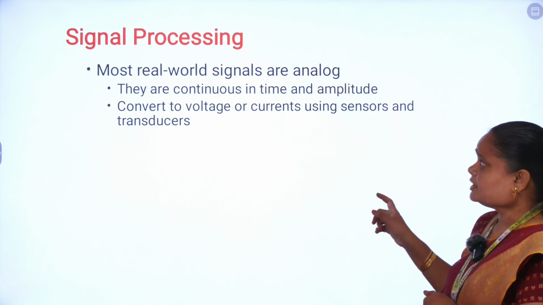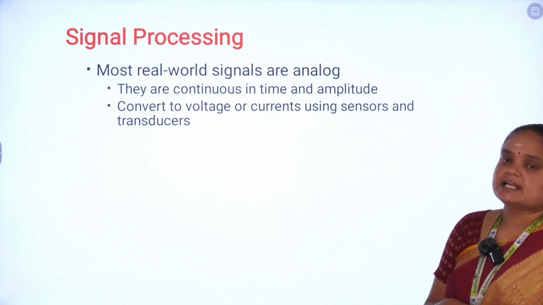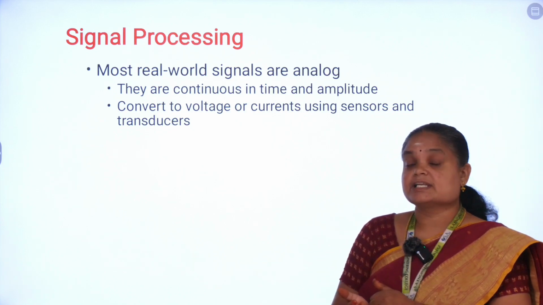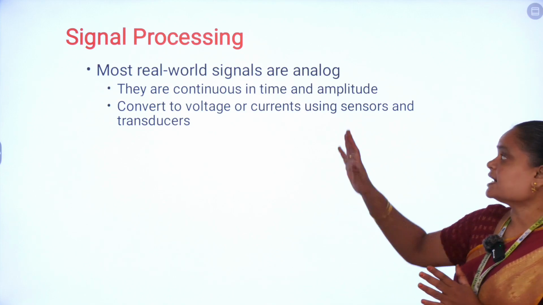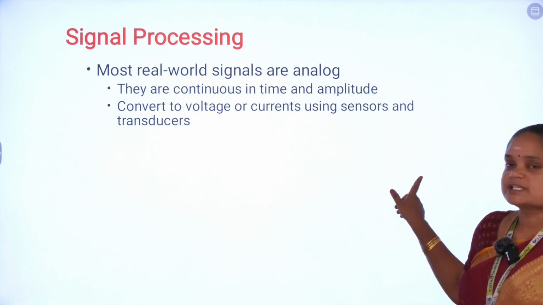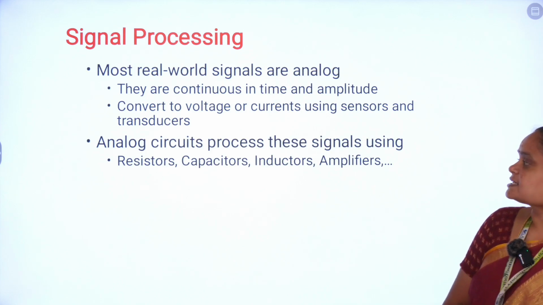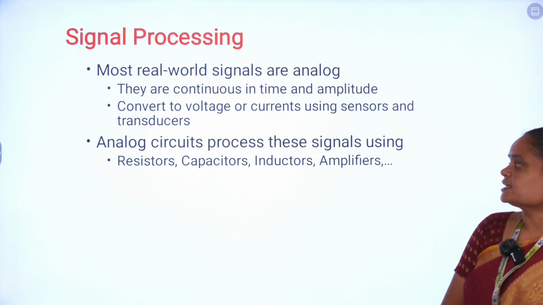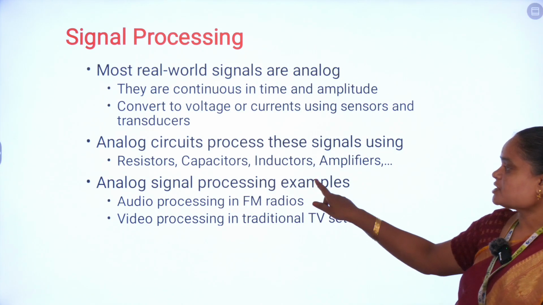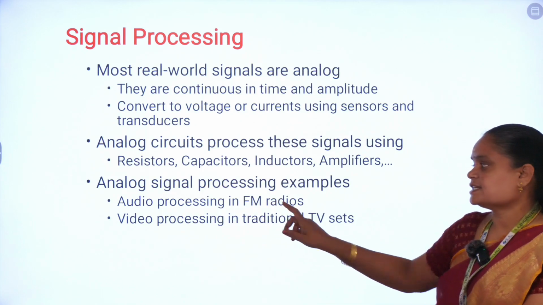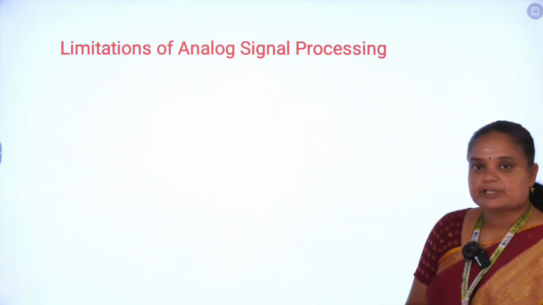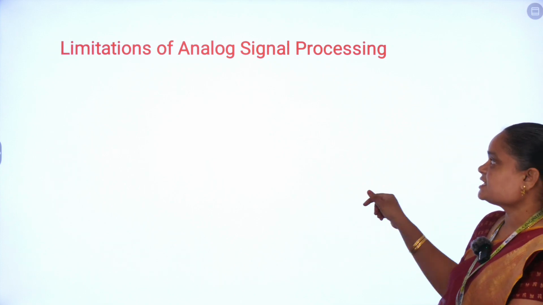And then most real-world signals are analog signals. In signal processing, there are two types of signals. One is analog signal, another one is digital signal. Most of the real-world signals are analog signals. They are continuous in time and amplitude, converted to voltage or currents using sensors and transducers. Analog circuits process these signals using resistors, capacitors, inductors, amplifiers. Analog signal processing examples are audio processing in FM radios, video processing in traditional TV sets, because nowadays we are going for digital signals.